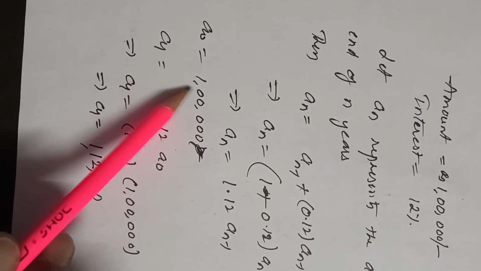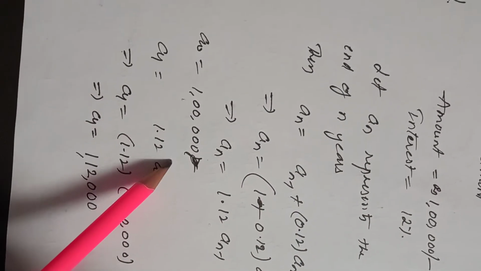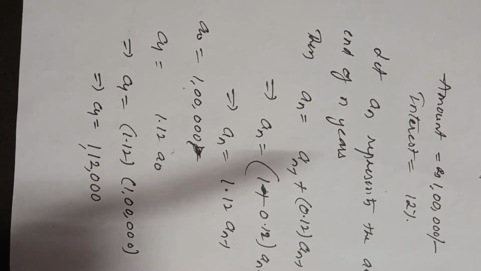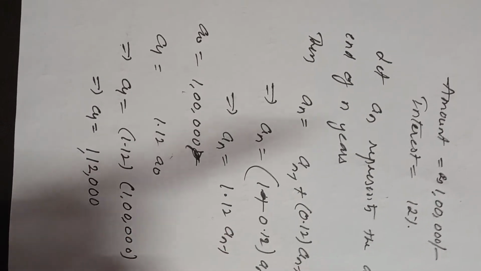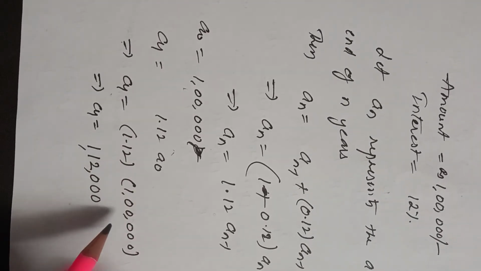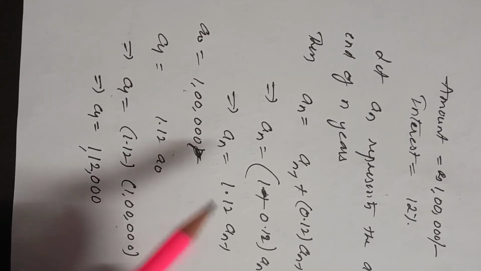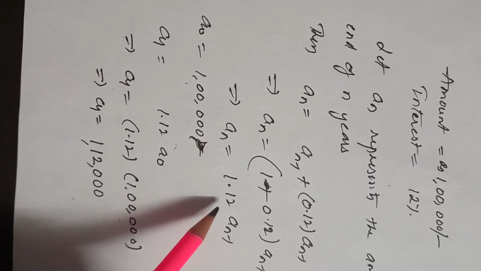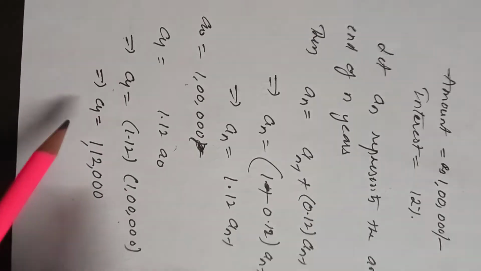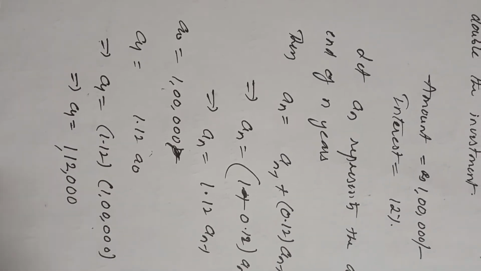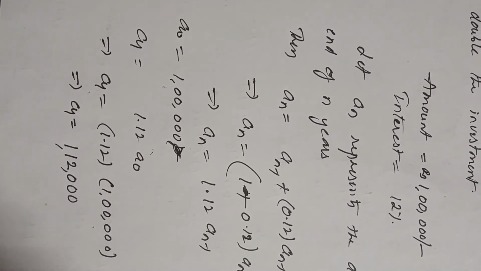Here a_0, the initial amount, is equal to 1 lakh. After 1 year, you will get interest. What is the rate now? 1.12, right? Now a_1 is equal to 1.12 into a_0. You can use this formula, a_n is equal to 1.12 into a_(n-1). a_1 is equal to 1,12,000. This is the amount we will get at the end of the first year.